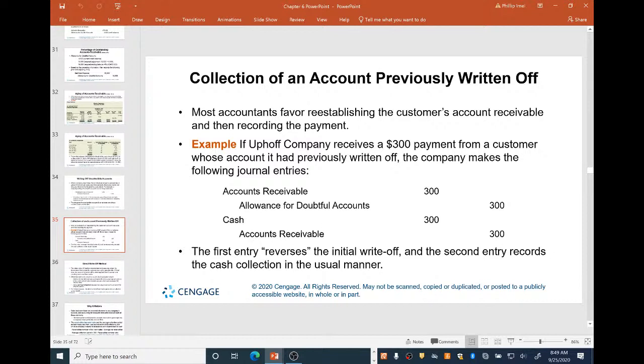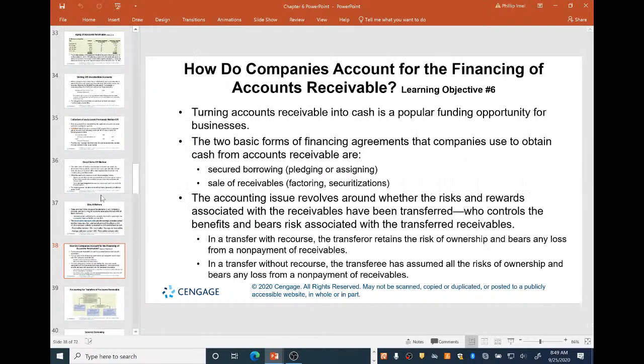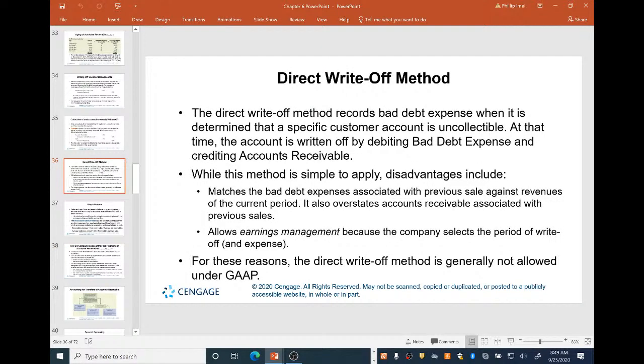And then now we want to actually collect that receivable. Same thing as always, it would be debit cash, credit AR, right? First entry reverses the initial write-off. Second entry records cash collection in the usual manner. Pretty straightforward, right? Okay, so next class on Monday we'll get into the direct write-off method.